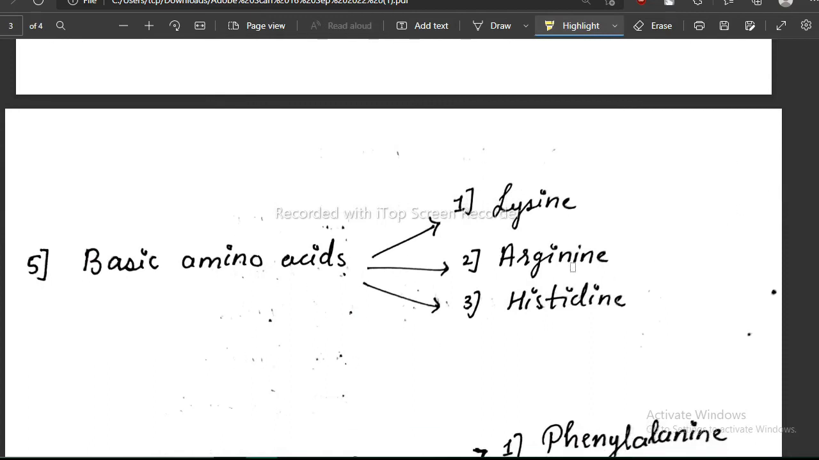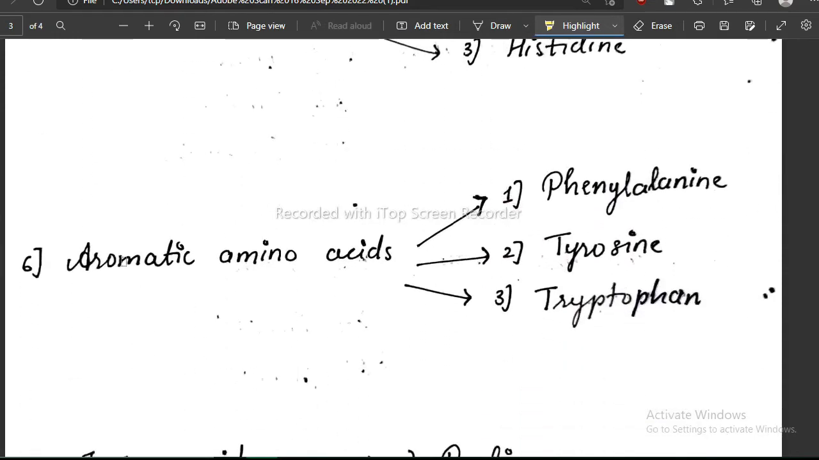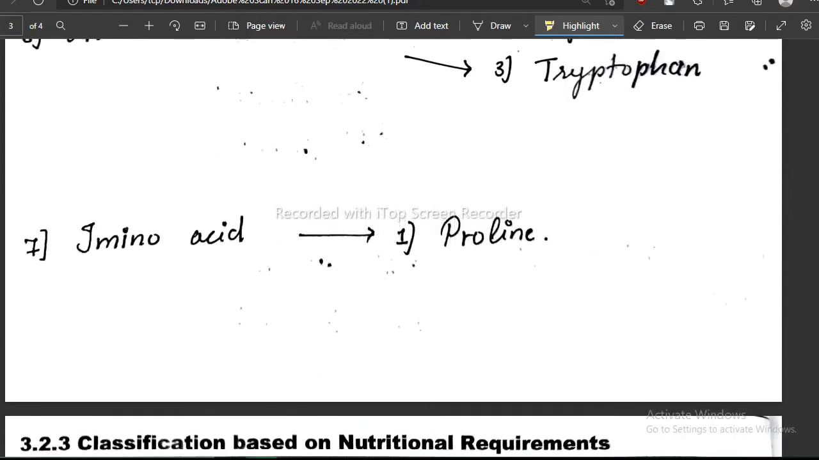Next is basic amino acid, that is lysine, arginine and histidine. Sixth classification we have aromatic amino acids, that is phenylalanine. Next is tyrosine and the last is tryptophan. So these are the aromatic amino acids. Remember tyrosine, tryptophan.